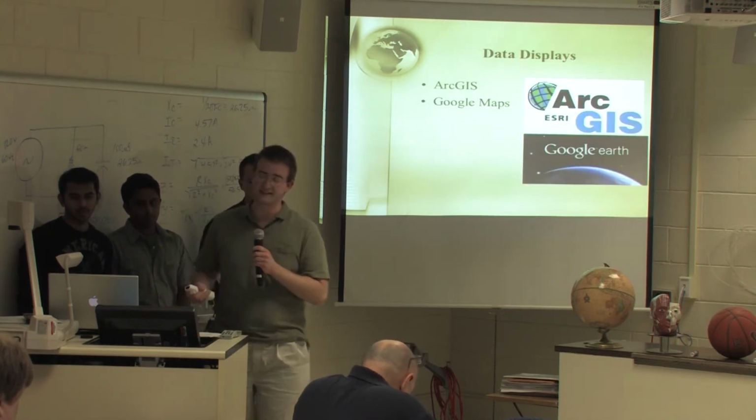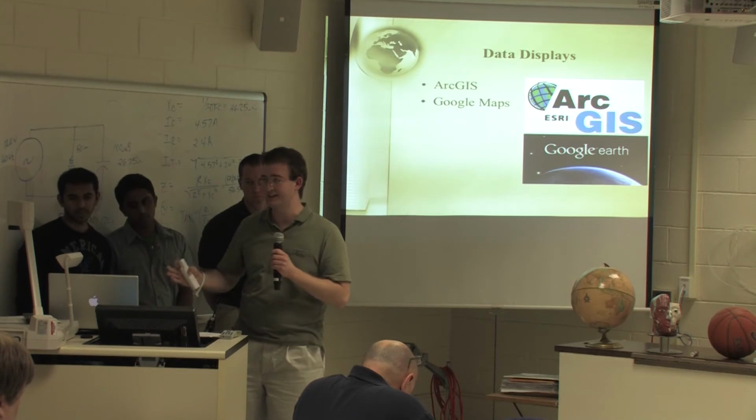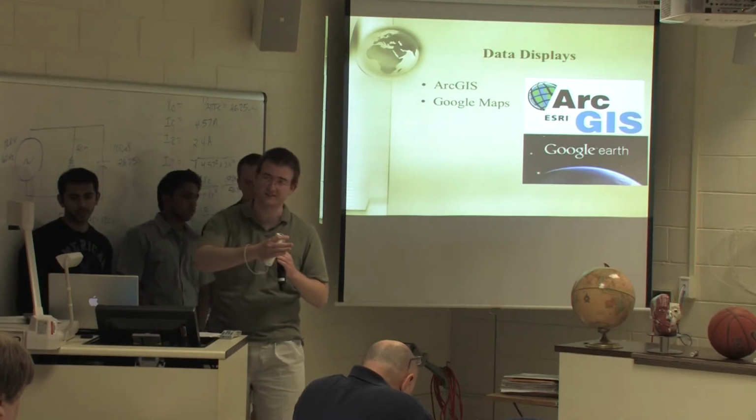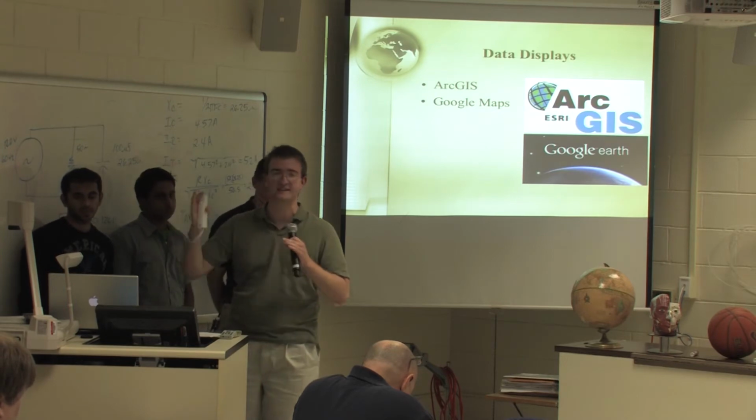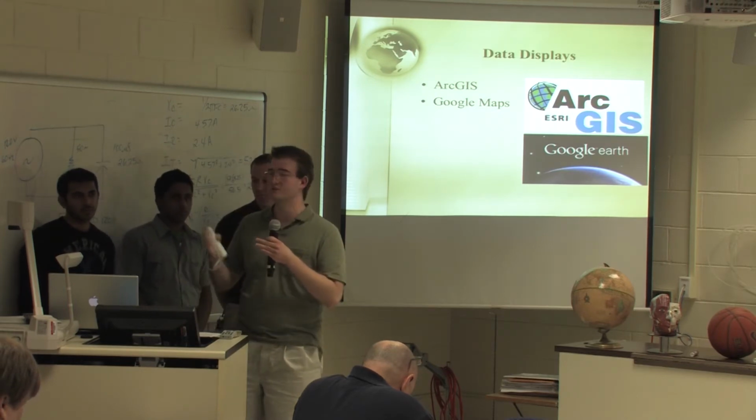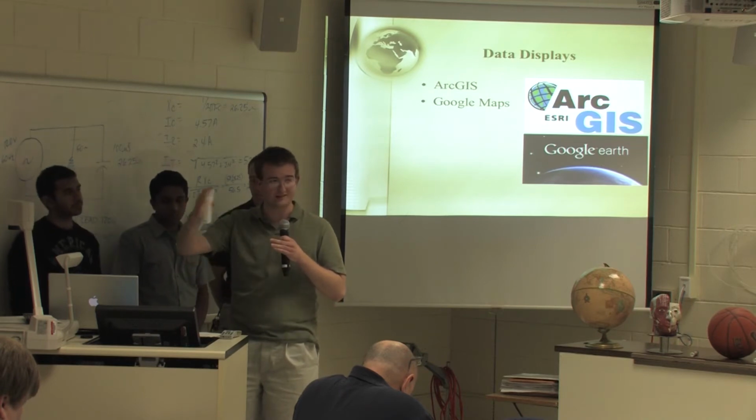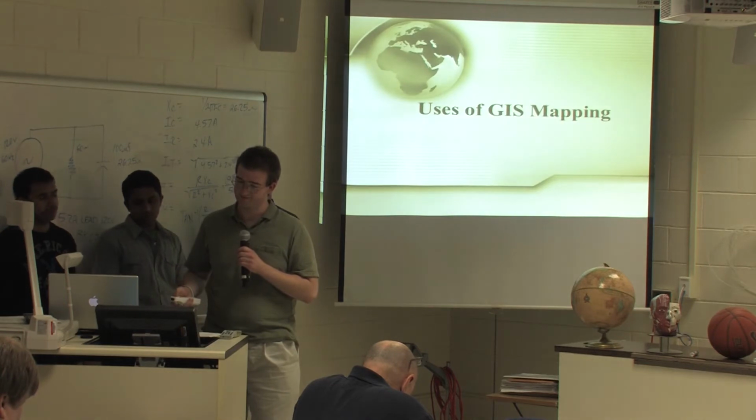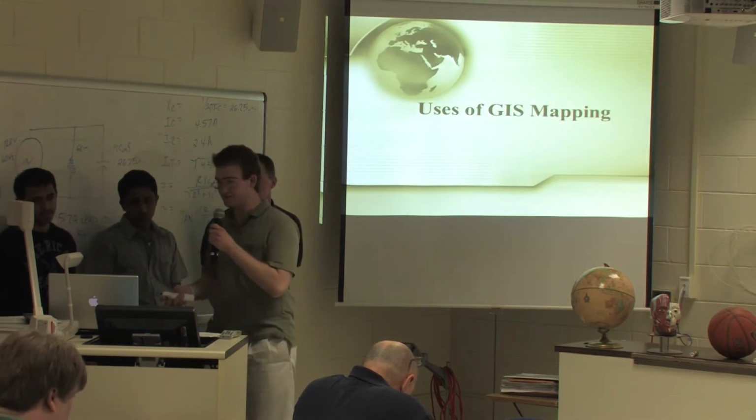One of the most popular ways to display the data is ArcGIS, which is like an advanced form of Excel where you have the coordinates and you can calculate distances and represent data cleanly. One of the freeware versions is Google Earth, where people can look around and view different areas of the Earth. And I'll move you on to the uses.